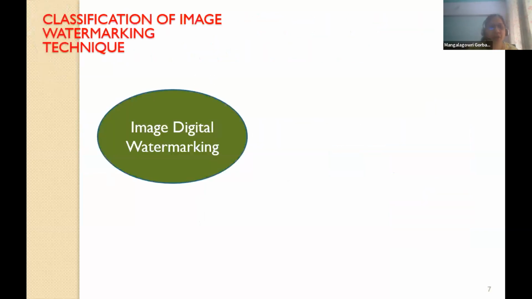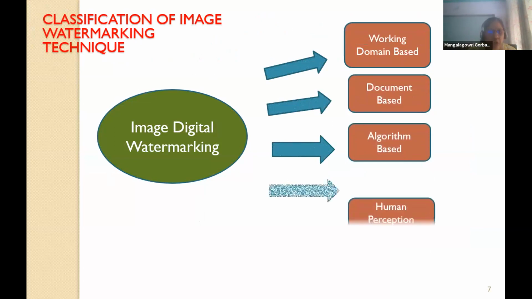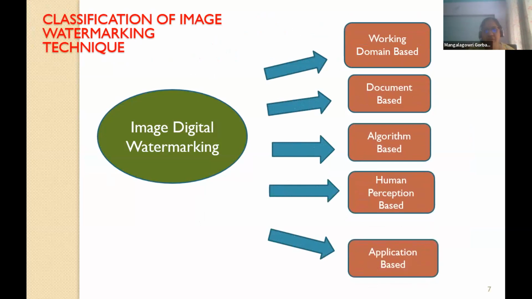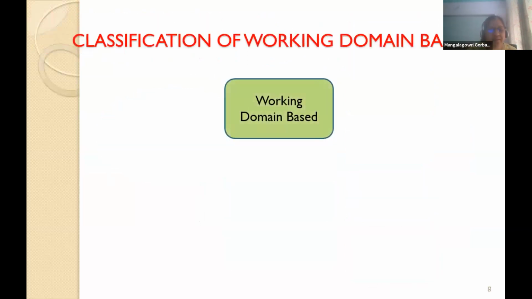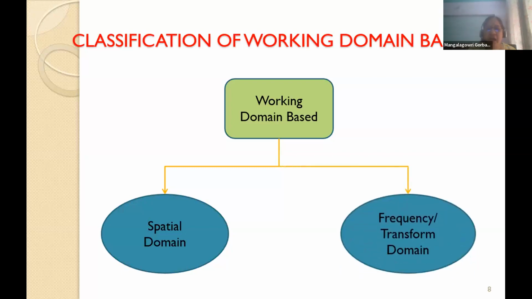Coming to the classification of image watermarking techniques, digital image watermarking techniques can be classified based on the type of working domain, type of documents, nature of the algorithm used, human perceptibility, and type of application. However, working domain based methods are very popular and prevalent. These are basically classified into spatial domain techniques and transform or frequency domain techniques. The spatial domain techniques have the benefit of low cost but are less robust than transform domain based watermarking. The transform domain techniques are very prevalent as they exhibit superior performance in terms of imperceptibility and robustness.